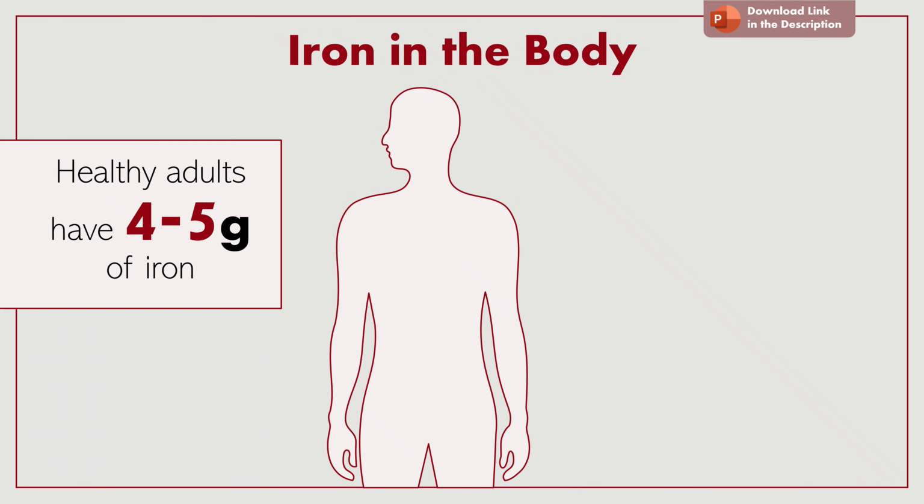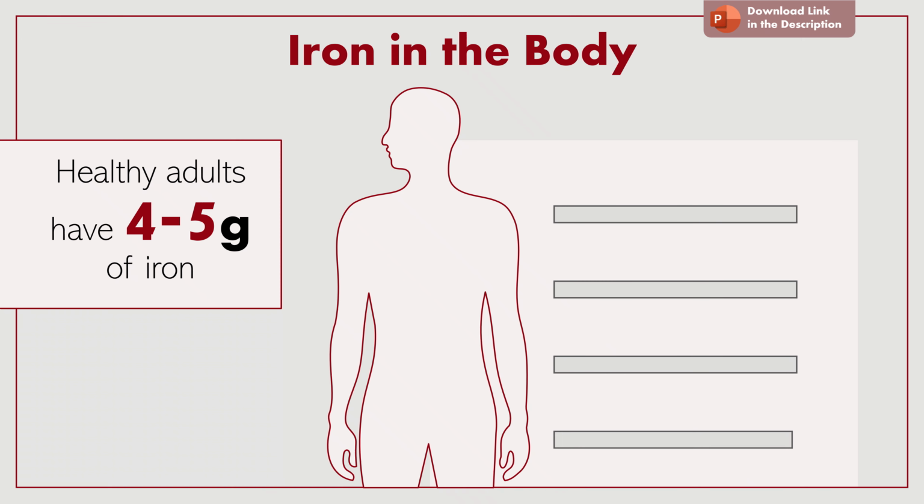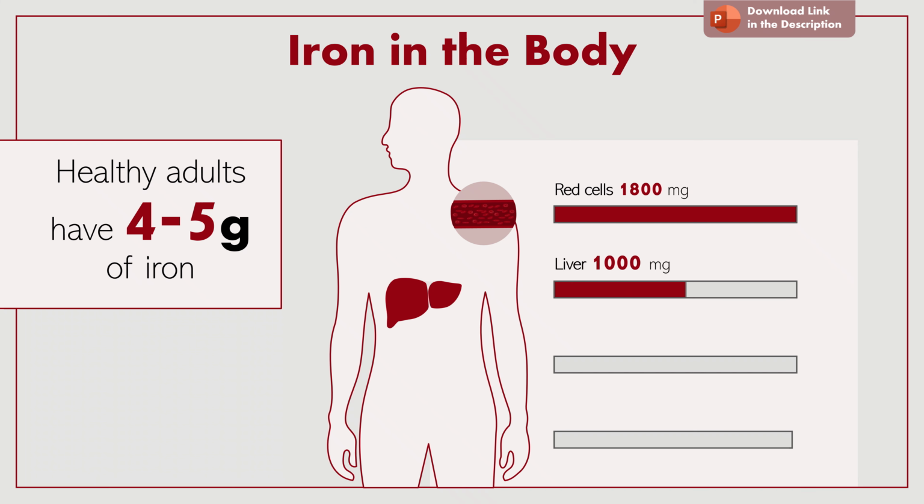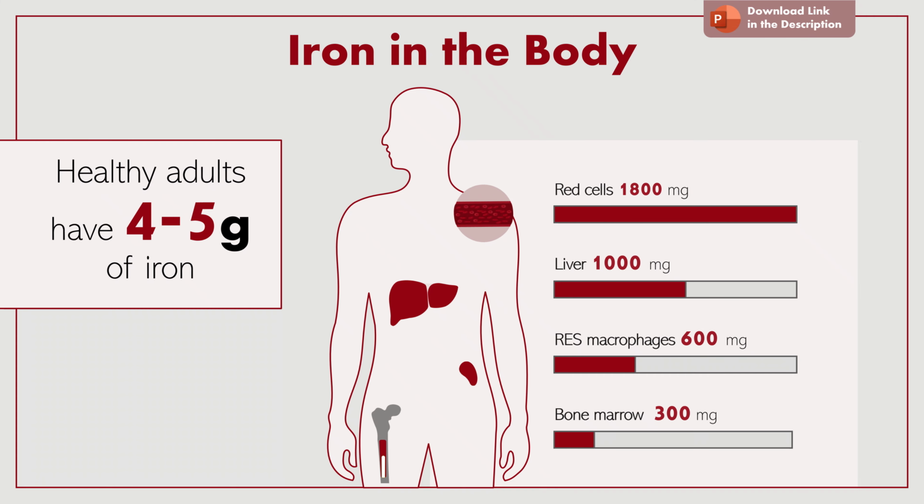In healthy adults, the body contains approximately 4 to 5 grams of iron, distributed across key systems. The majority, about 1,800 milligrams, is incorporated into red blood cells as hemoglobin, supporting oxygen transport. Another 1,000 milligrams is stored in the liver as ferritin, serving as a reserve. Recycled iron from aged red blood cells accounts for 600 milligrams within reticuloendothelial macrophages, while 300 milligrams supports ongoing hemoglobin production in the bone marrow.